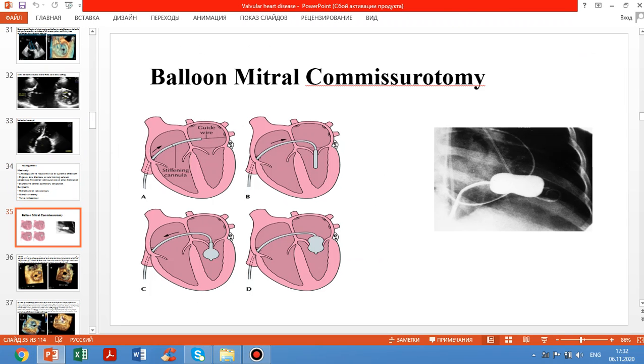In this you can see balloon mitral commissurotomy. You take the catheter with the balloon inside the left atrium, then the left ventricle, and there is commissurotomy. You can see it in X-ray.